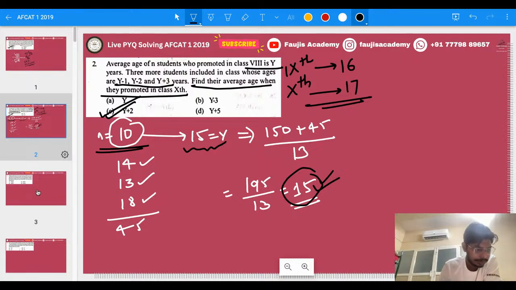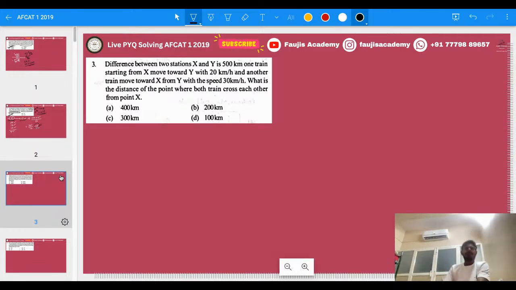All right, so let's move on to the next one. Difference between the two stations.